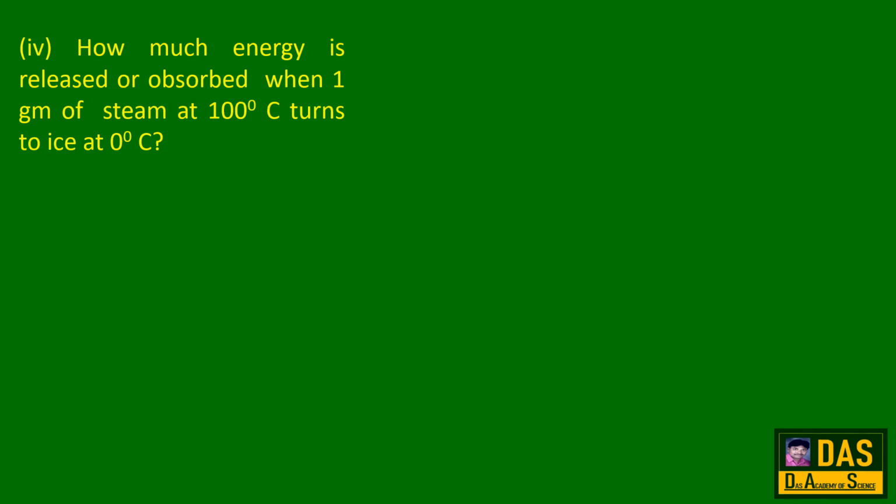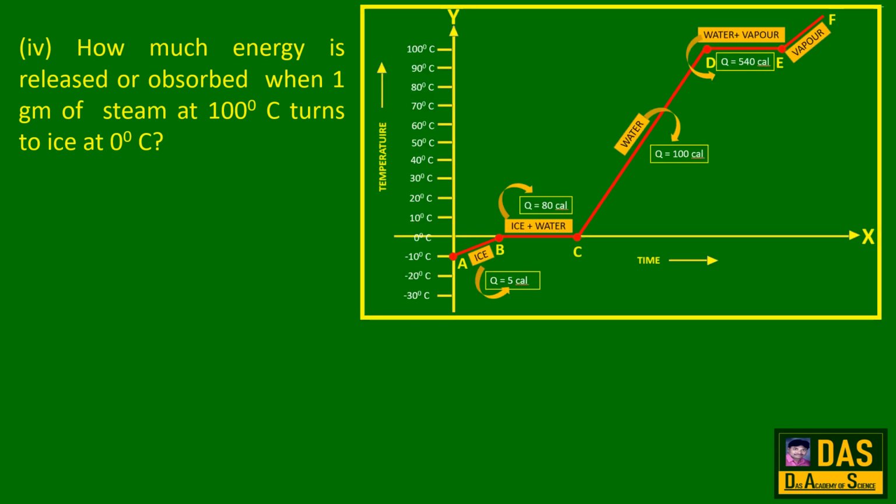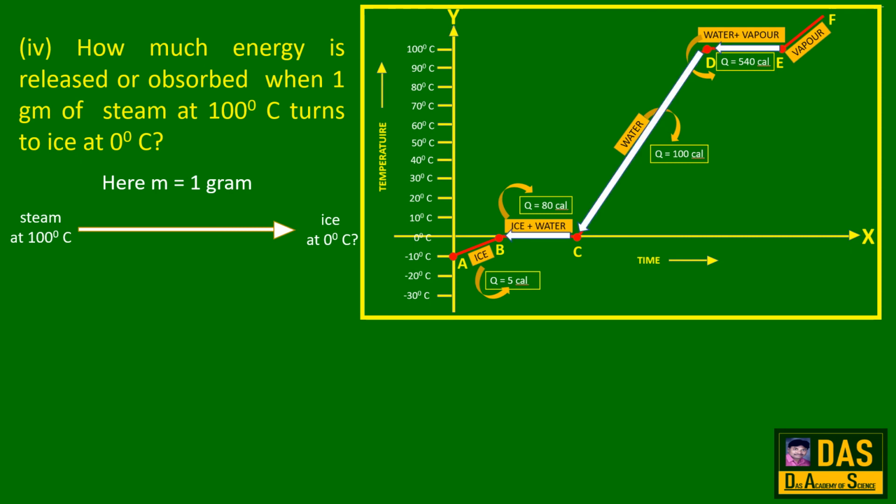Now finally fourth question. How much energy is released or absorbed when 1 gram of steam at 100 degrees Celsius turns to ice at 0 degrees Celsius? Here, mass of the substance, that is steam, mass of the steam is 1 gram. Conversion is steam at 100 degrees Celsius to ice at 0 degrees Celsius. When we observe this conversion in time temperature graph, this is from E to B.